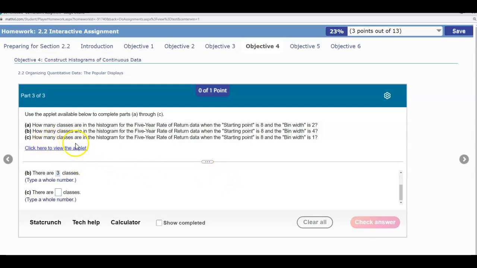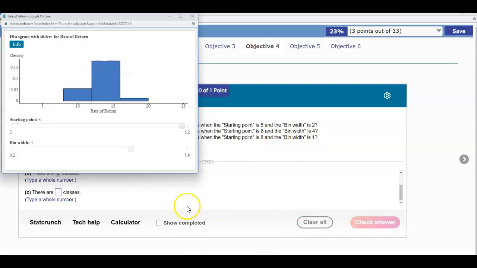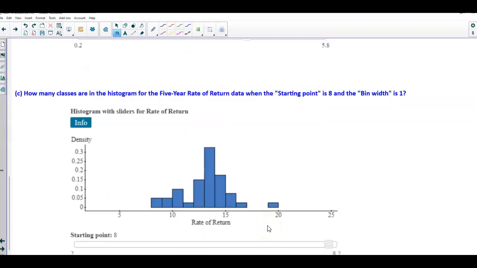Okay, the last one says how many classes are in the histogram for the 5-year rate of return data when the starting point is 8 and the bin width is 1. So here we still have the starting point at 8. Now we're going to move to the left until we get to 1. So there are our values here. This is our histogram.